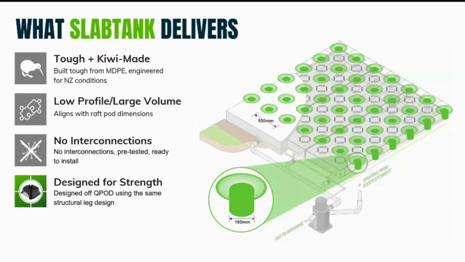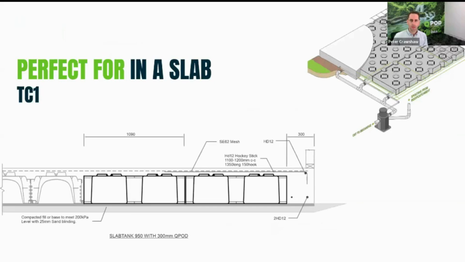Perfect. Thanks, Peter. Cool. So we'll dive on to a slab for TC1. This demonstrates here how it works in the slabs. It answers that question. We can see the typical perimeter detail there, the tanks, and in this case, QPods.